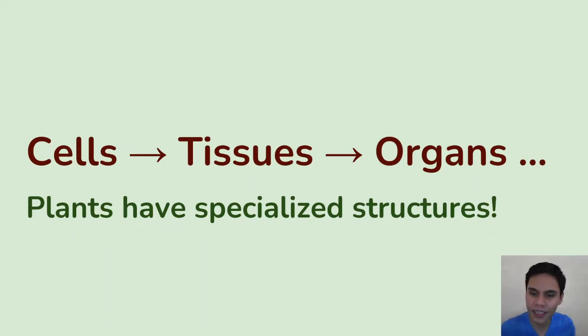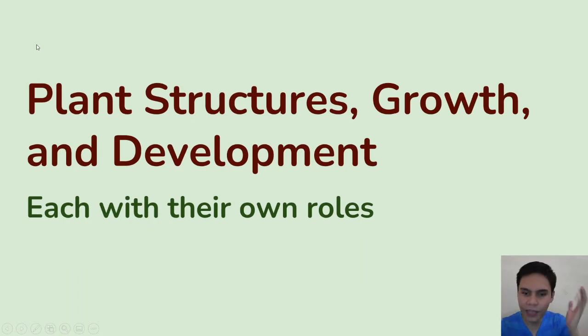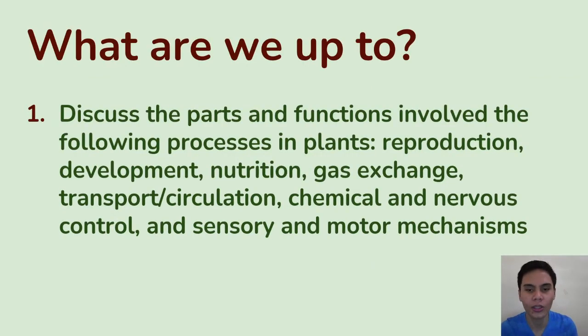So our topic is about plants, their structures, their growth, and their development. So we're going to talk about their cells, which progress into plant tissues, that progress into plant organs. So in order to talk about that, again, we're going to talk about the structures, growth, and development of the plants and their roles for each structure. So what are we up to?